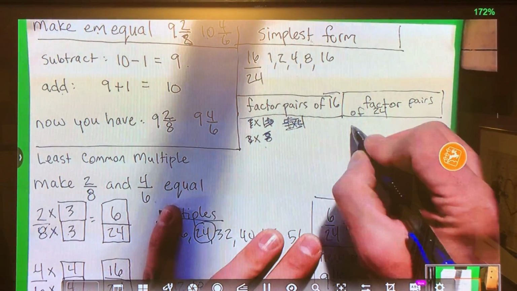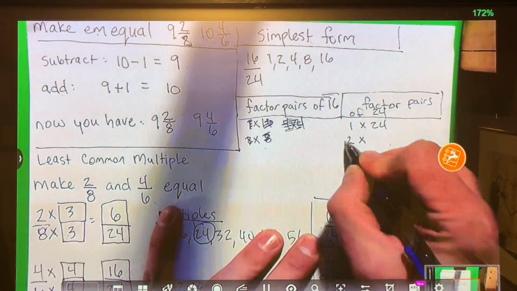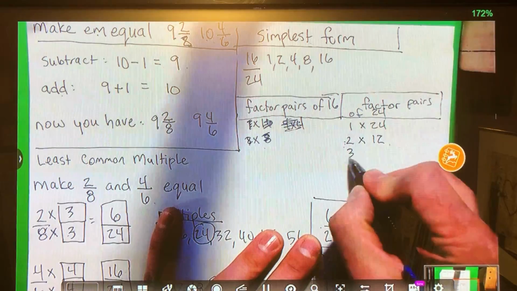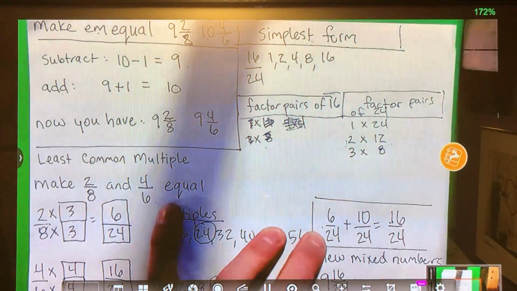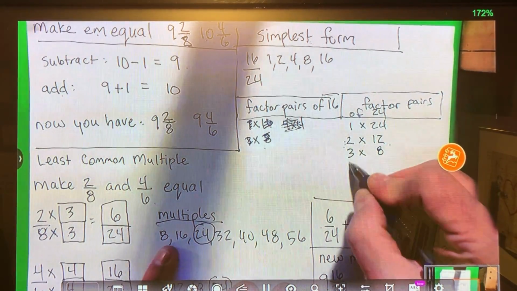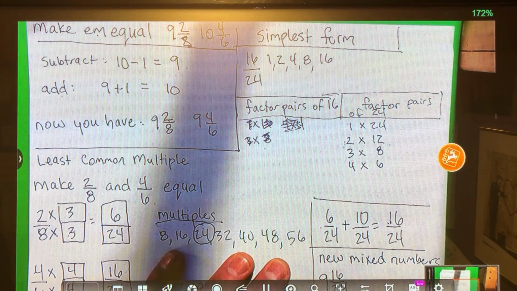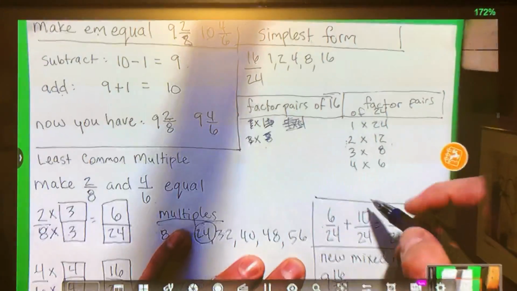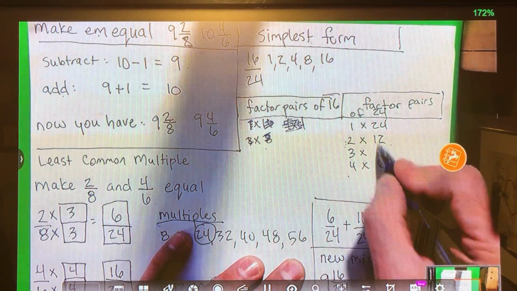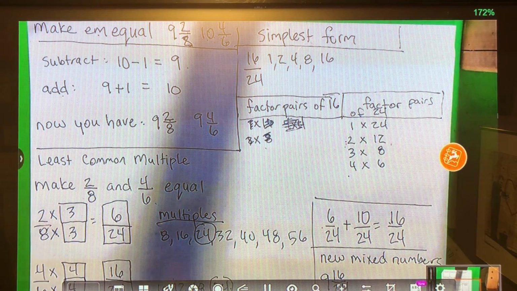So factor pairs of 24, we have 1 times 24. It's an even number, so we have 2 times what? 12. We also have 3 times 8. This is where your multiplication tables certainly come in handy. Then we have 4 times 6. And we have 12 times 2. All right, I think we have listed the factor pairs of 24.